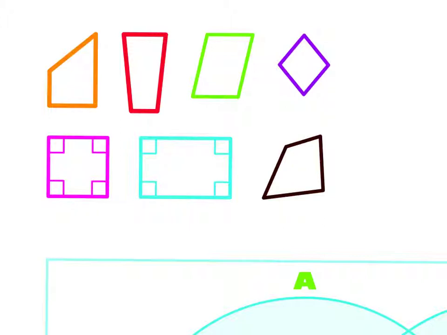All right, take a moment with your elbow partner in your group. Take a moment to describe each shape. Tell some of the characteristics for each shape. Go ahead and press pause now and try that.